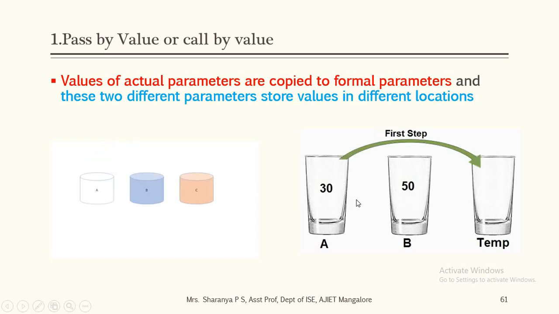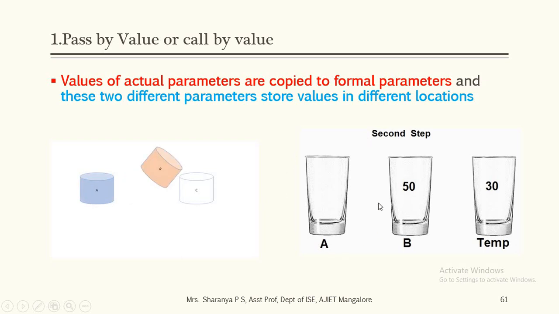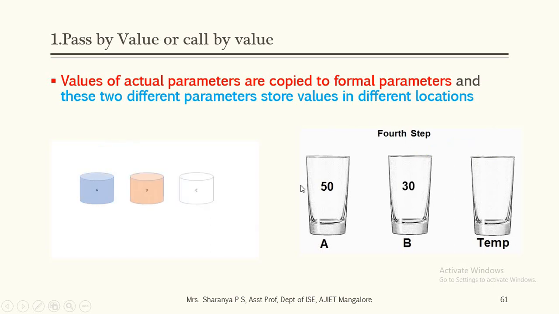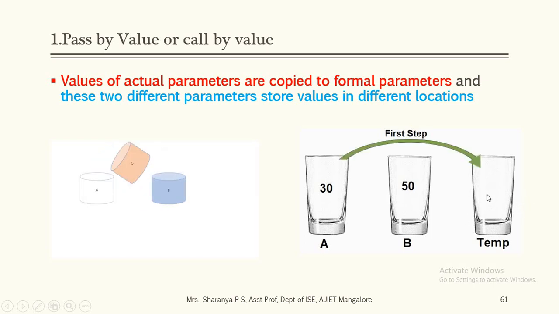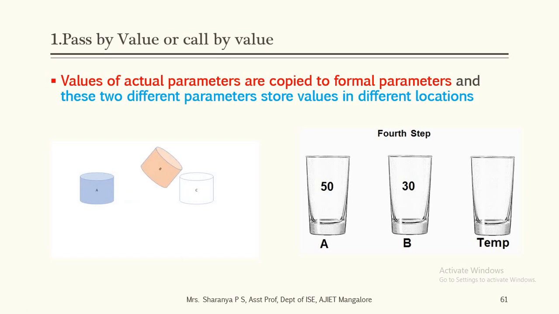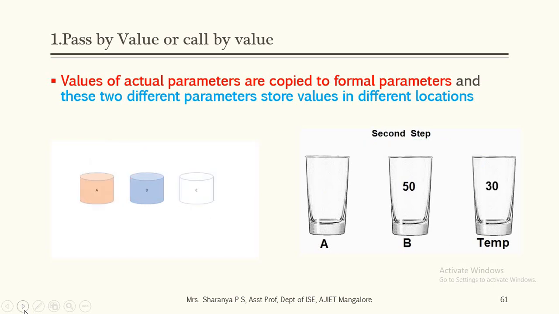That is, here the content present in A is copied onto temp, and then the content present in B is copied onto A, and after that the content which I have temporarily copied will be copied back onto B. This is how normally we do the swapping of any given content or value. The same concept we are going to apply when we build the code here.